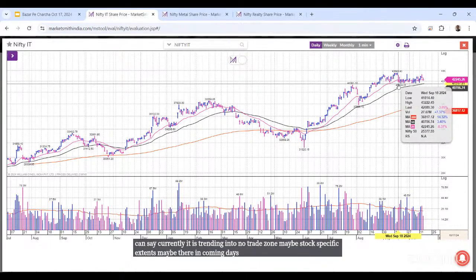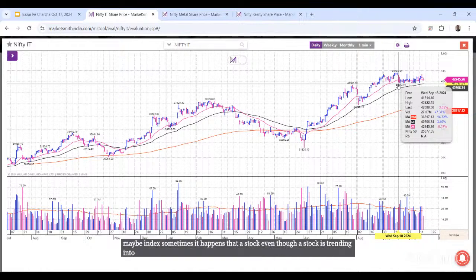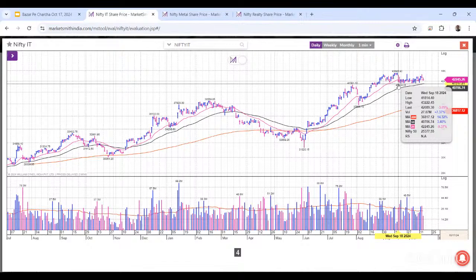Maybe index, sometimes it happens that a stock, even though a stock is trending sideways, some stock specific actions are happening, especially from mid cap IT stocks. I'm not denying that, but from the index point of view, from the levels point of view, from the major sectoral movement point of view, most probably it will remain trading sideways unless and until it is trending below this 41,000 to 43,000 kind of zone.